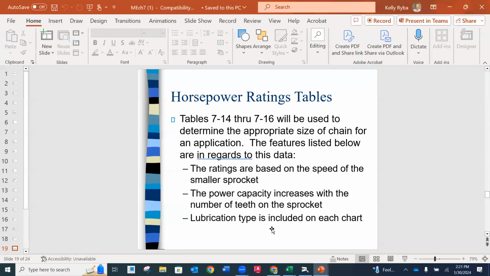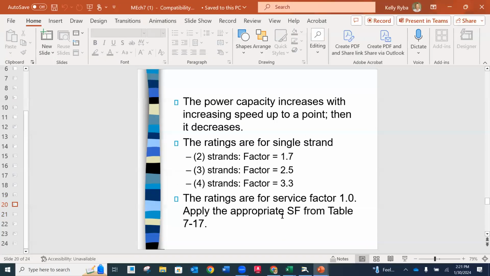And we'll be using these in the example that we look at as well. Now, the horsepower comes from the chart itself, but if we end up having to use more than one strand, just like we saw with the belt drives, sometimes one isn't going to do it. We're going to kind of gang these together so that we can get more out of them.